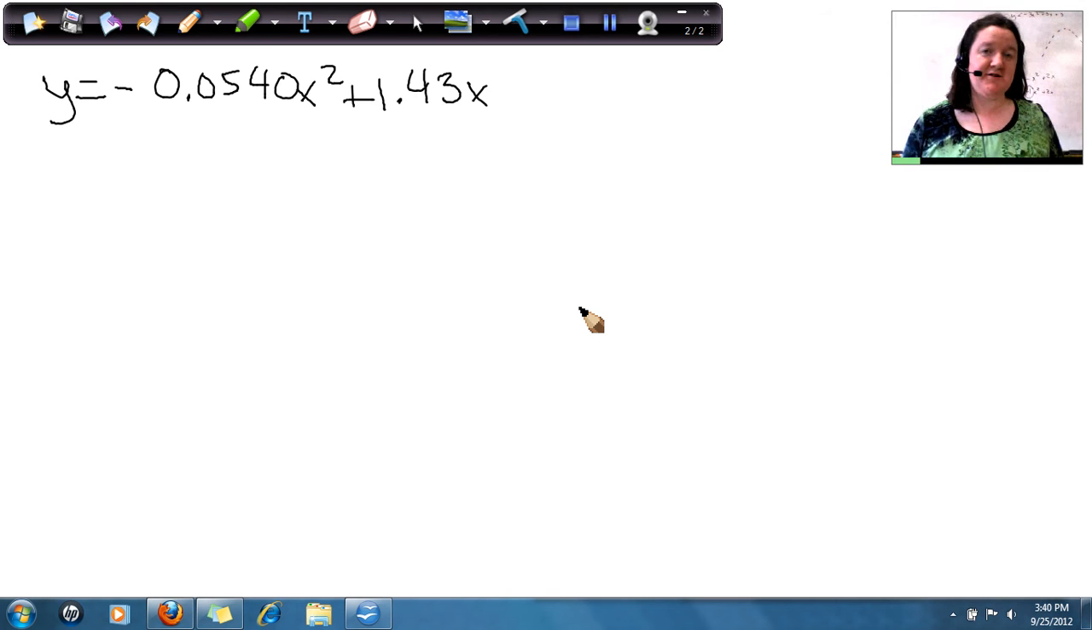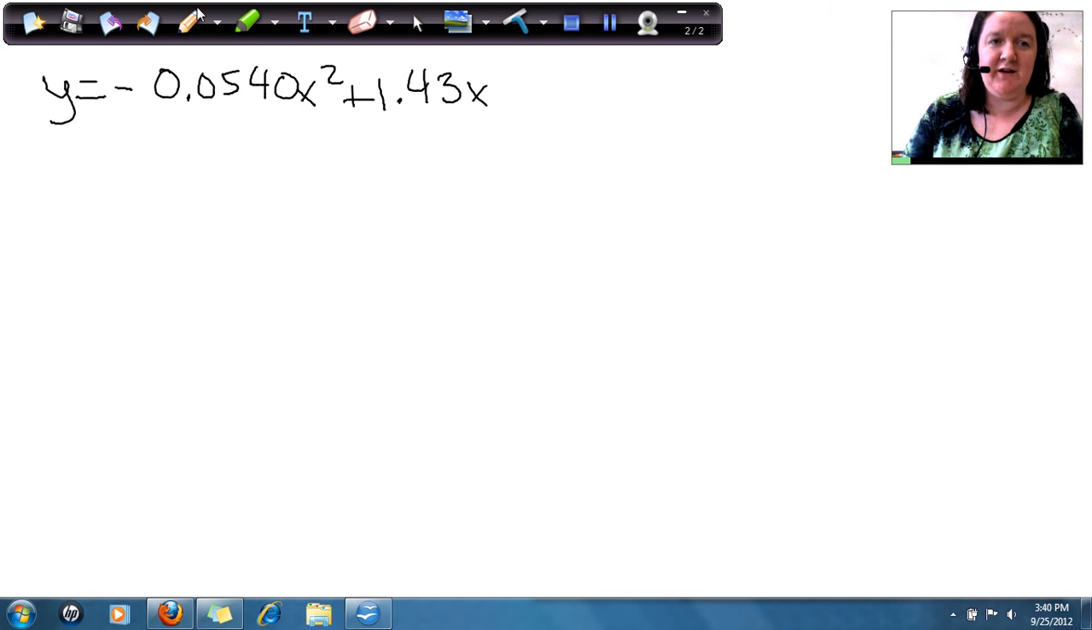Afternoon. Let's look at page number 73, question number 75. Now it says that a soccer ball can be modeled by the equation y equals negative 0.0540 x squared plus 1.43x. Now it's asking in the question, a soccer goal is 8 feet high. It wants us to write an equation to solve the inequality to find the x values that would allow a goal to be made.